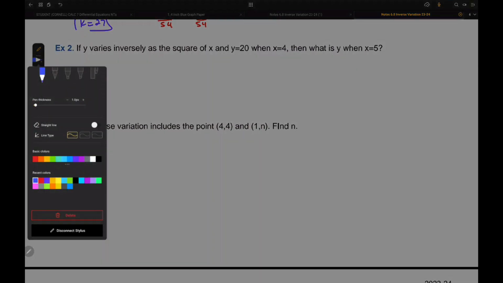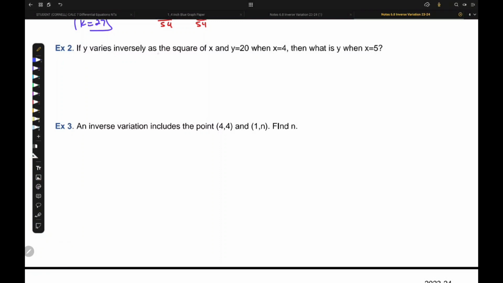Jumping into example 2, it says if y varies inversely, so this one's going to be a little bit of a switch. Y varies inversely as the square of x. So this is x squared, it's the square of x. And it says when y is 20 and x is 4.